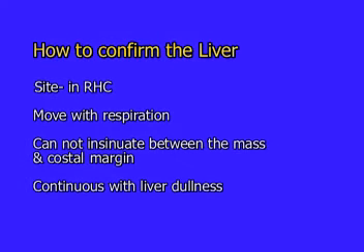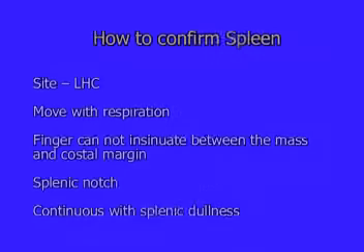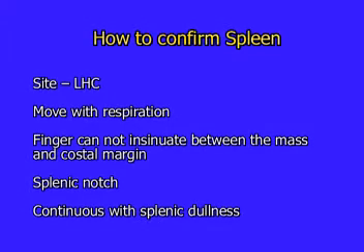How to confirm the liver? Mass should be in the right hypochondrium. It moves with respiration. Finger cannot insinuate between the mass and costal margin, and it is continuous with liver dullness. How to confirm the spleen? Mass should be in the left hypochondrium. It moves with respiration. Finger cannot insinuate between the mass and costal margin. You can also palpate the splenic notch, continuous with splenic dullness.